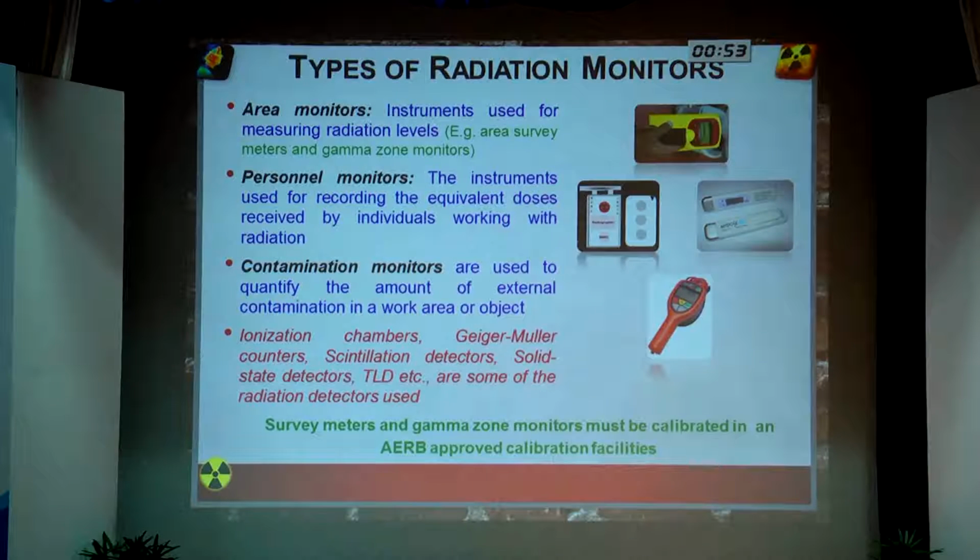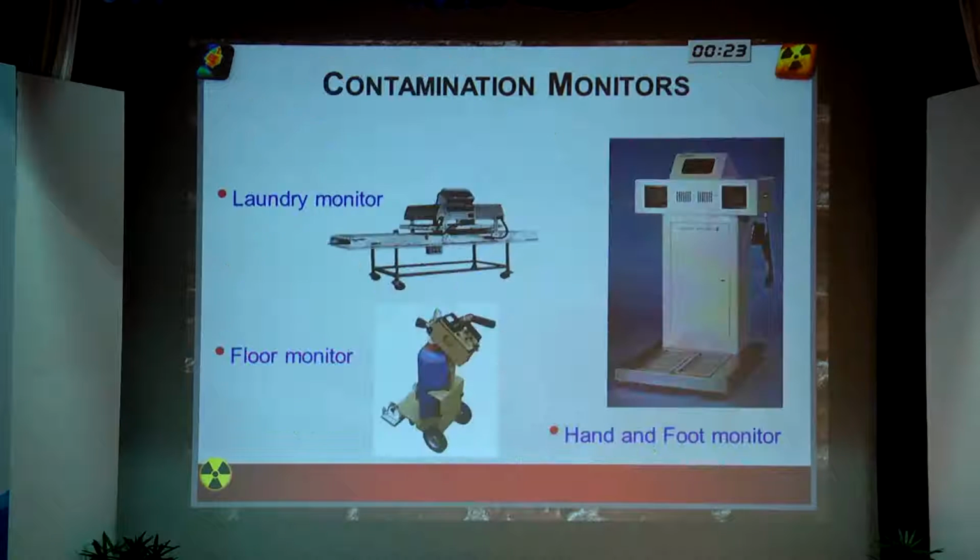Then we have personal monitors. I think many of you will be aware, or you may be using one, which is used by the individual, worn in person, so that we can find out what is the equivalent dose that they are receiving. And this will be compared with the annual dose limits, and every quarter they have to change the TLD badges, and we can ensure that they are kept within dose limits. And it's also important to have these calibrated. AERB is very stringent that all these monitors have to be calibrated in an AERB approved calibration facility.